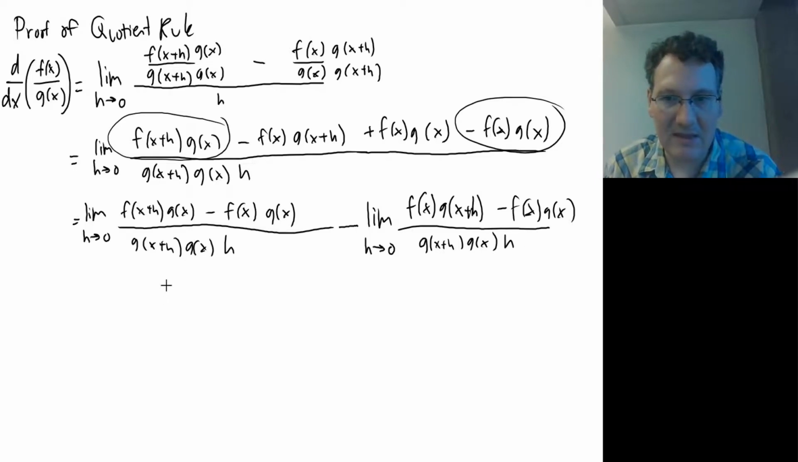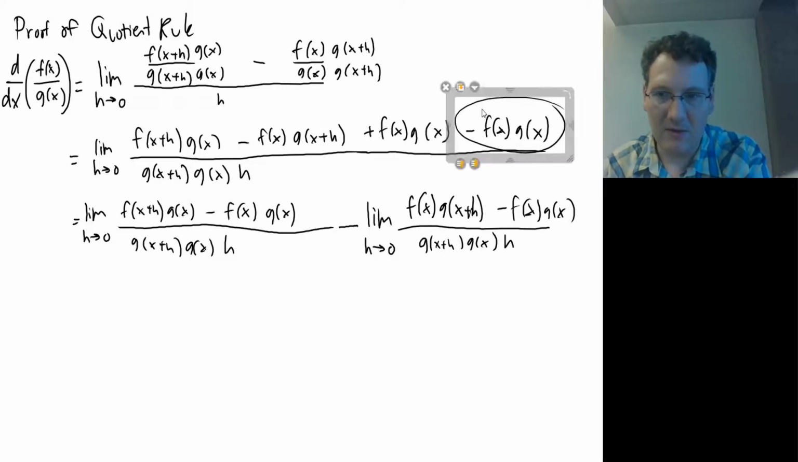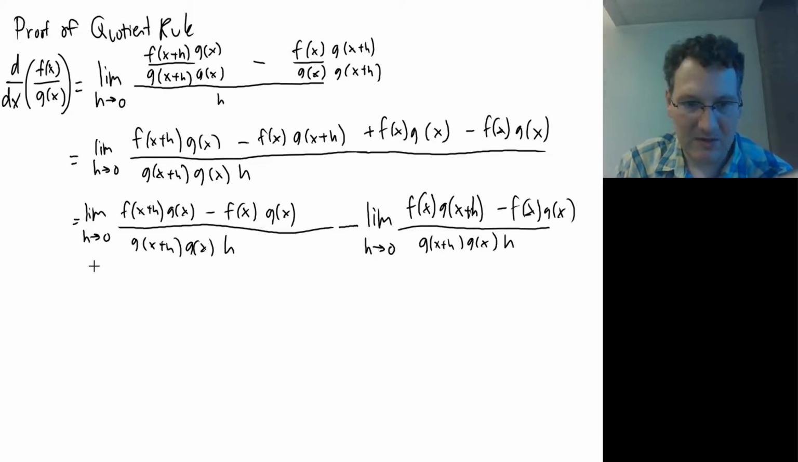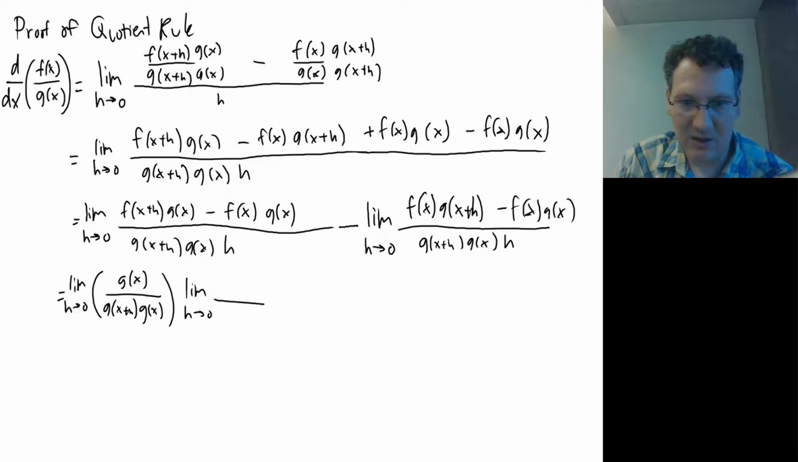Okay, so you can already see that the limits are showing you the derivatives of a couple of these. So I'm going to factor out the stuff where the h's can go to 0. For this first limit as h goes to 0, what I can pull out is g of x over g of x plus h, times g of x. And what I'm left with is this other limit as h goes to 0 of f of x plus h minus f of x.